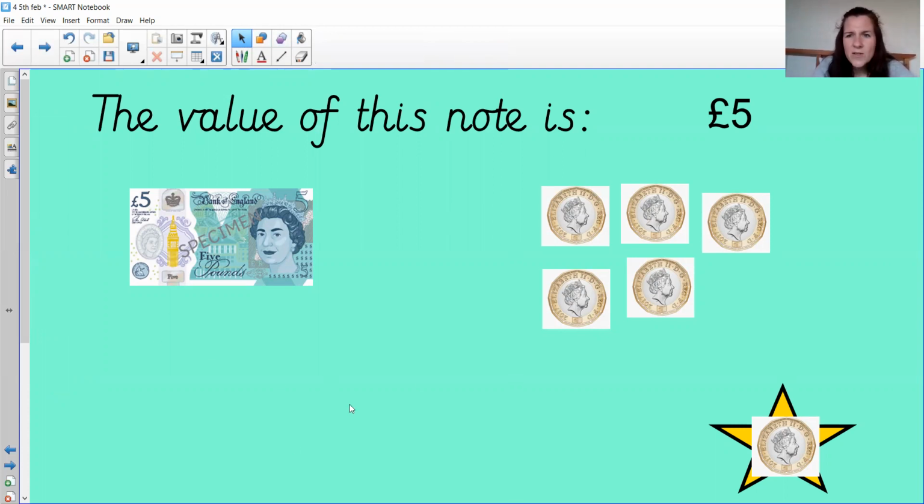On here, I've got 3 different ways of representing my £5. I've got my wonderful £5 note.